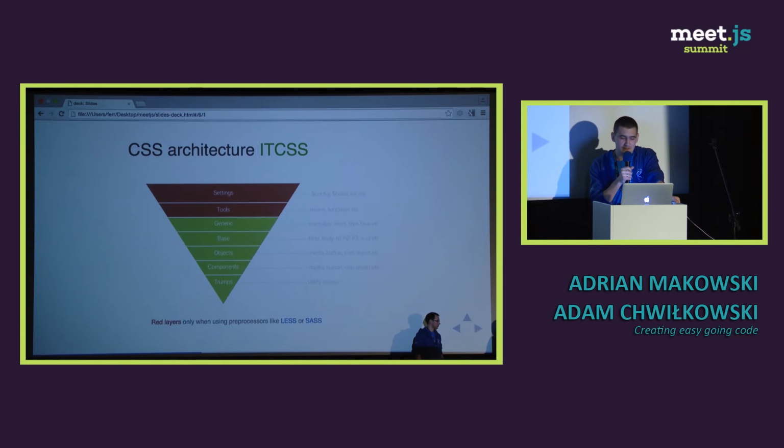Base is generally tags like HTML and body, so any base styles. Objects is the place where you put any OOCSS, our abstractions and patterns. Components are chunks of UI, so they are just components built based on OOCSS and other patterns. And trumps are the utilities, any overrides, so the highest specificity in that case. That's ITCSS. Yeah, it's really worth checking out.